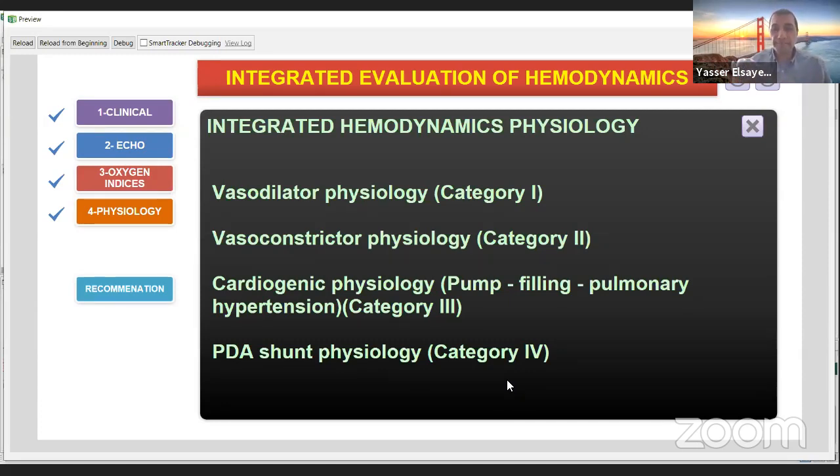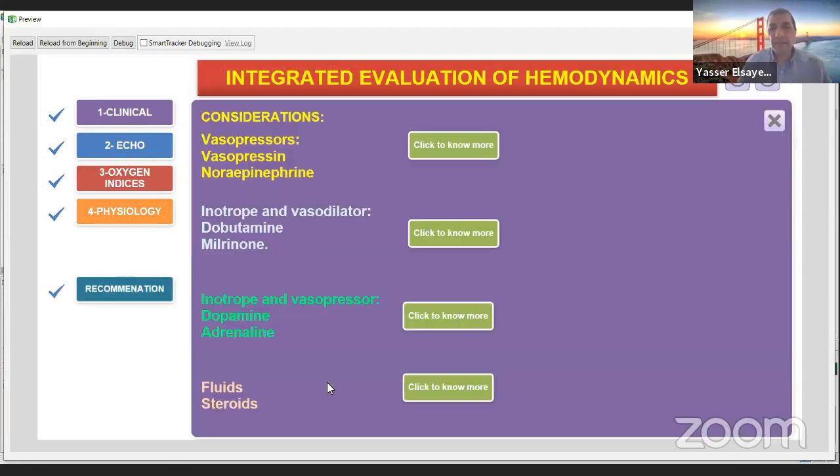Again, we are assuming that the anatomy is normal in this classification of categories, because with congenital heart disease, we have a totally different classification. And the recommendation should be based on the underlying physiology. So we cannot assume that dopamine, dobutamine, epinephrine is fit for everyone. It cannot be used for everyone.